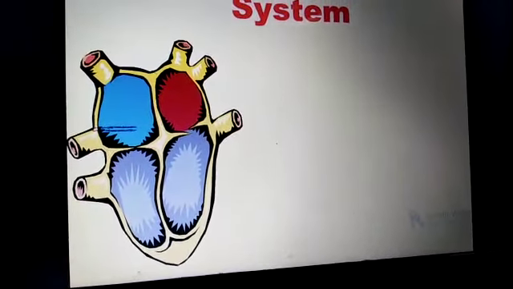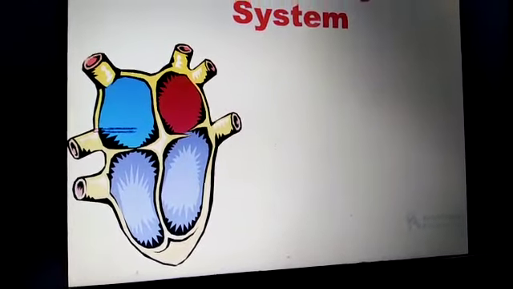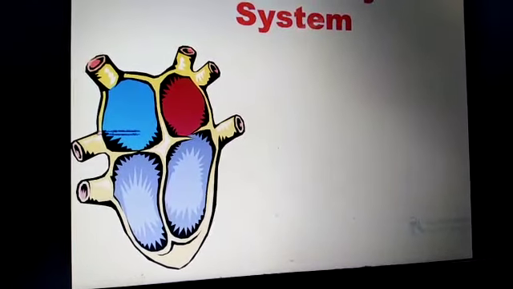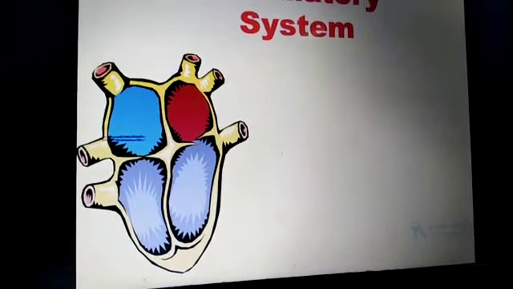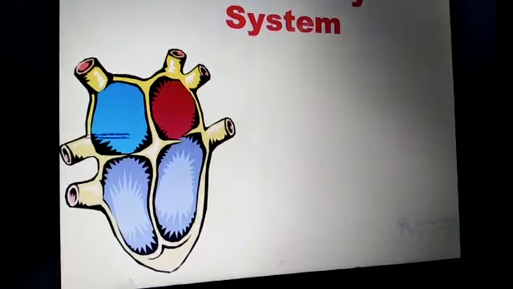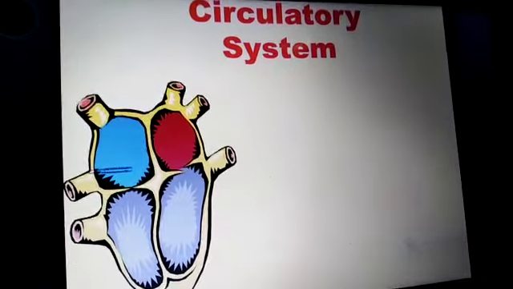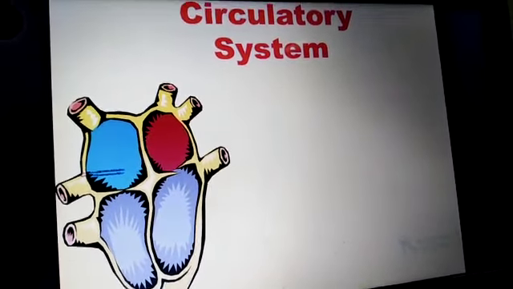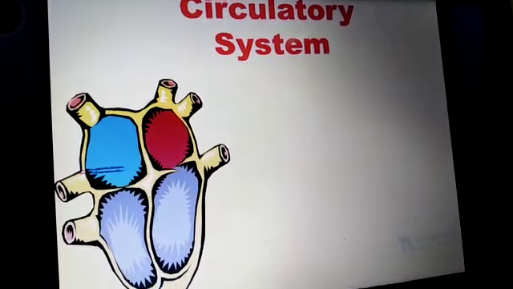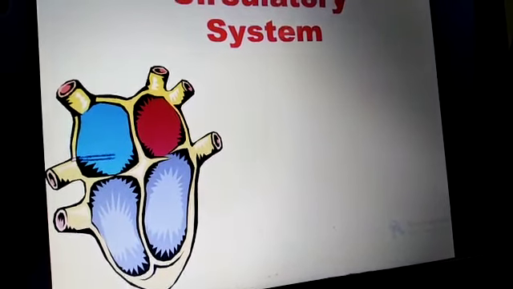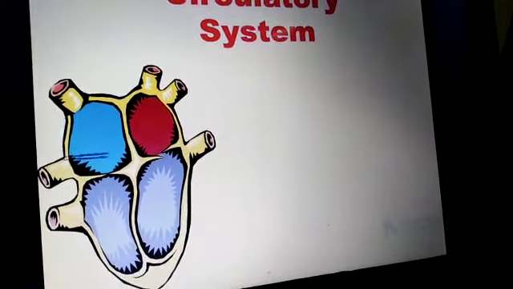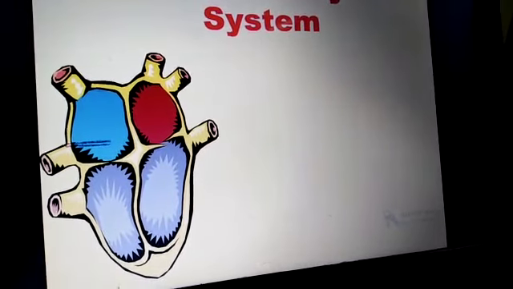And why is there a septum between the two sides of the heart? Because in the right side of the heart there is deoxygenated blood, but in the left side there is oxygenated blood. So this septum separates the right side and the left side to prevent the mixing of blood.